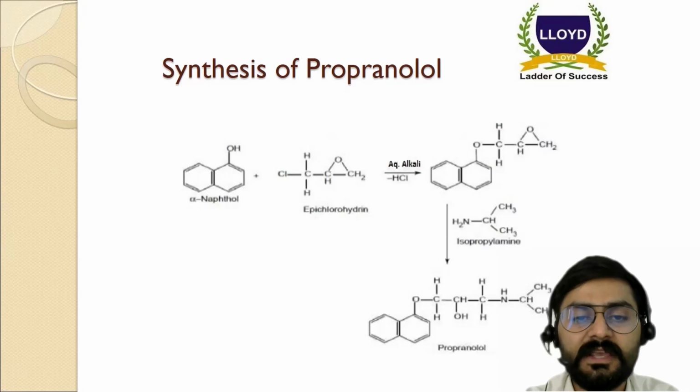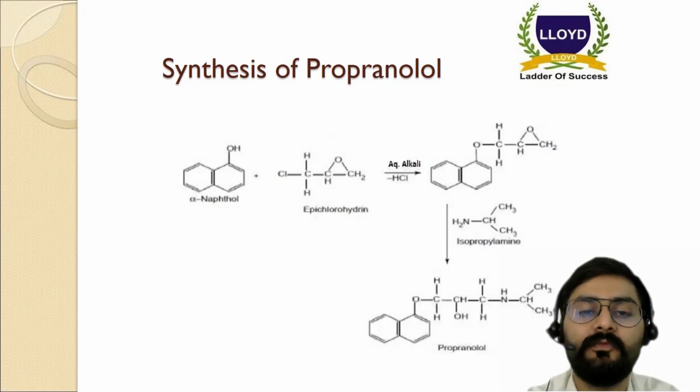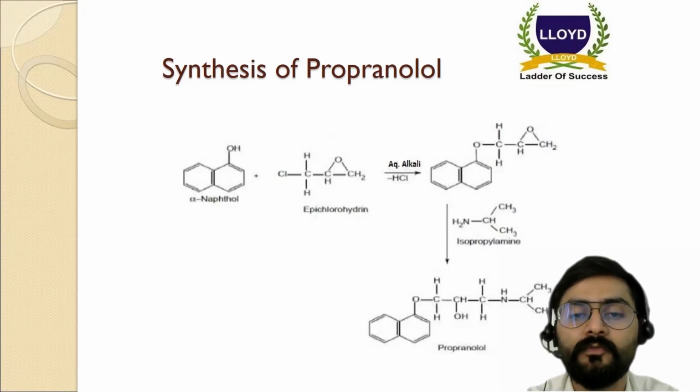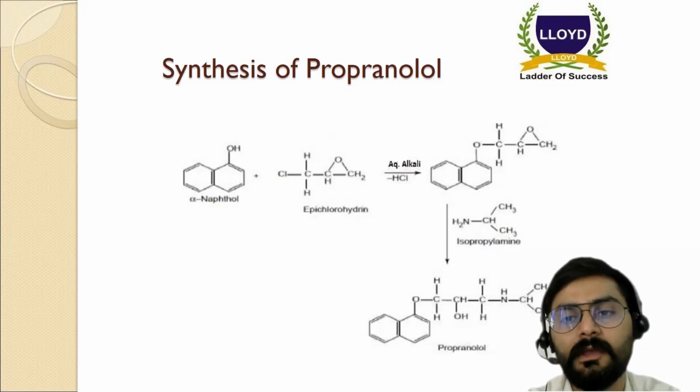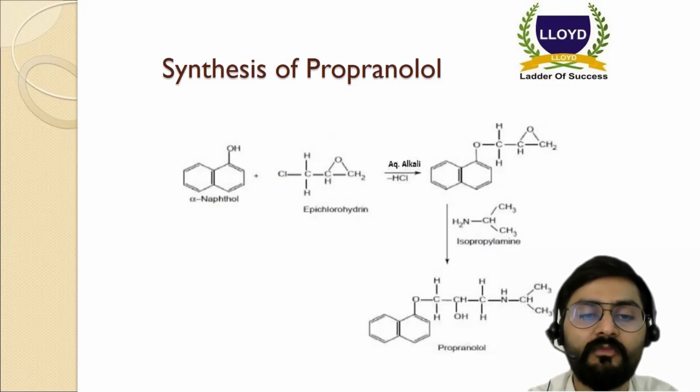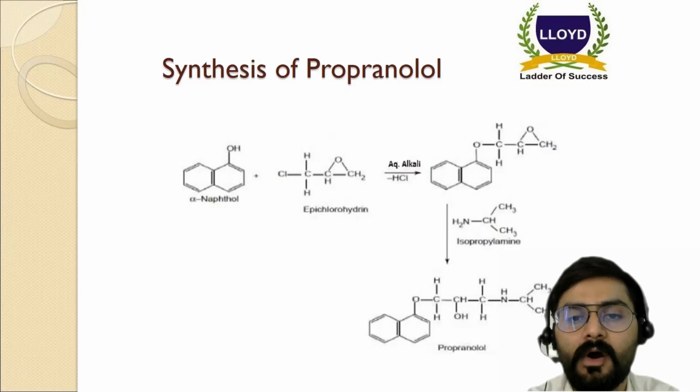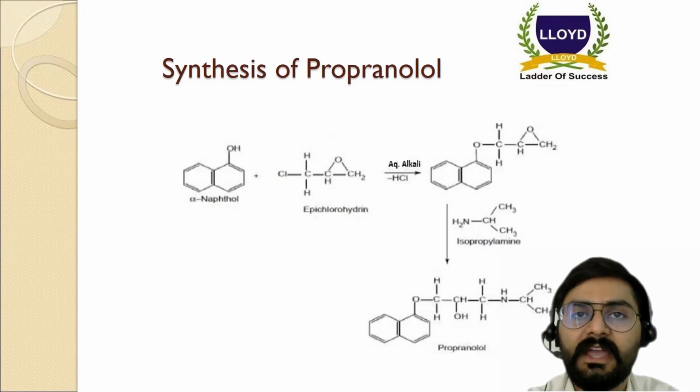The reagent is epichlorohydrin. The phenolic hydroxyl group of 1-naphthol reacts with epichlorohydrin in the presence of base to form an epoxide ether intermediate, which is 1-naphthyloxy-2,3-epoxypropane. The second step includes amination.